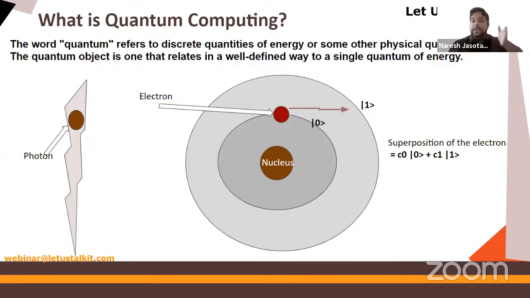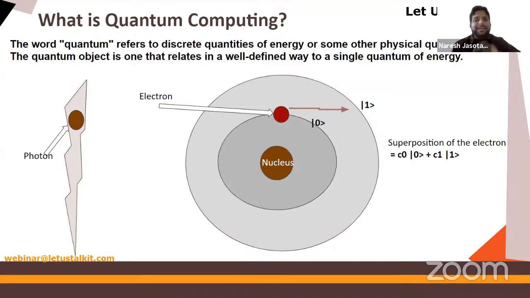Remember the coin flip? Heads and tails. So the superposition is denoted by C0 of this quantum bit plus C1 of this quantum bit. If the electron is here, then C0 will be 1 and C1 will be 0. If the electron is here, then it will be the other way around. So a combination of this equation can tell you, based on the values of C0 and C1, which are complex constants, where the electron is. And that is the concept of quantum computing.